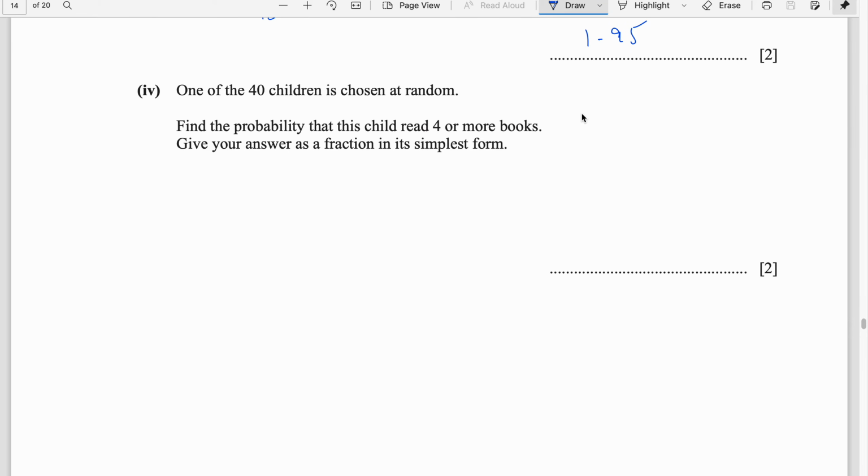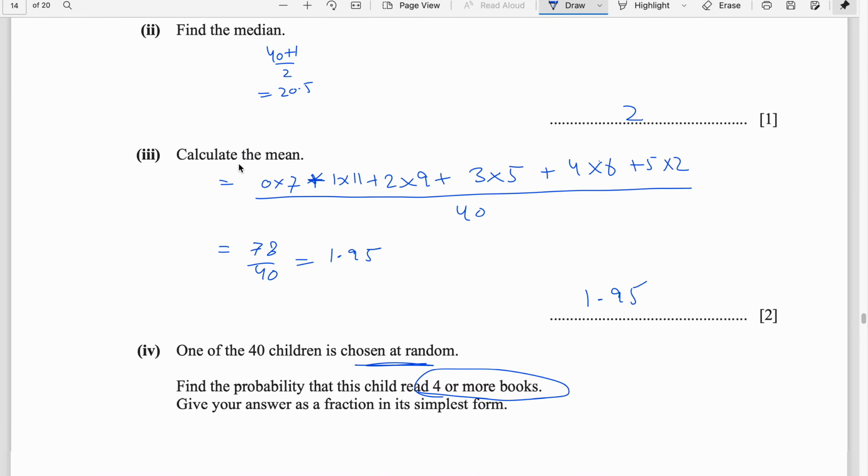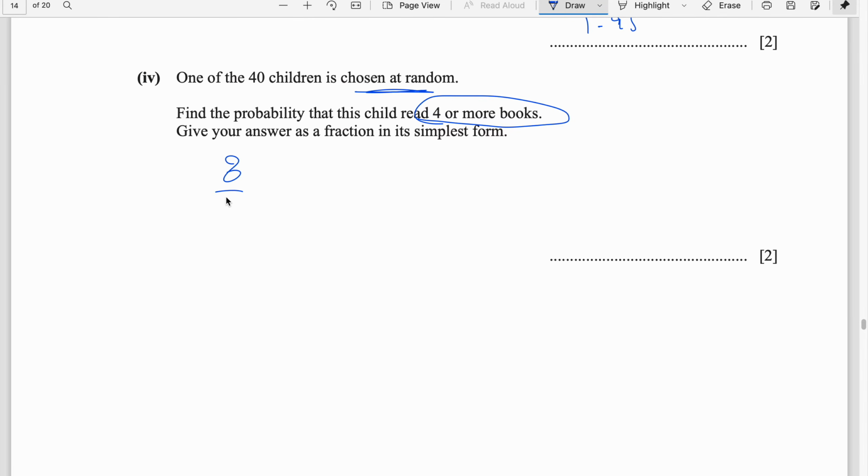Next part says one of the 40 children is chosen at random. Find the probability that this child read 4 or more books. So 4 or more. If he's reading 4 books or more than that, so these are 8 out of 40. So 8 out of 40 in its simplest form is 1 by 5.